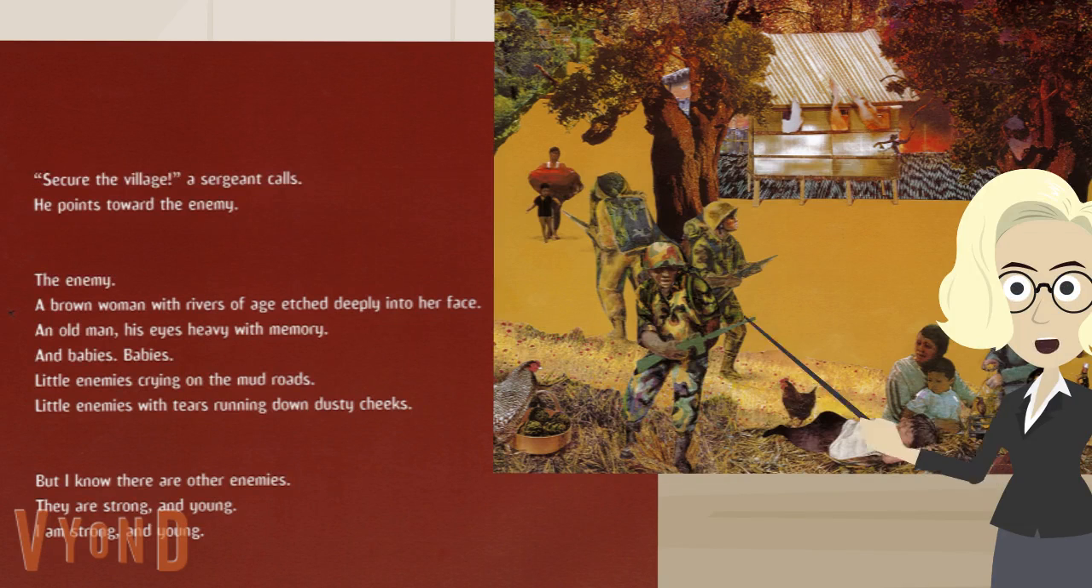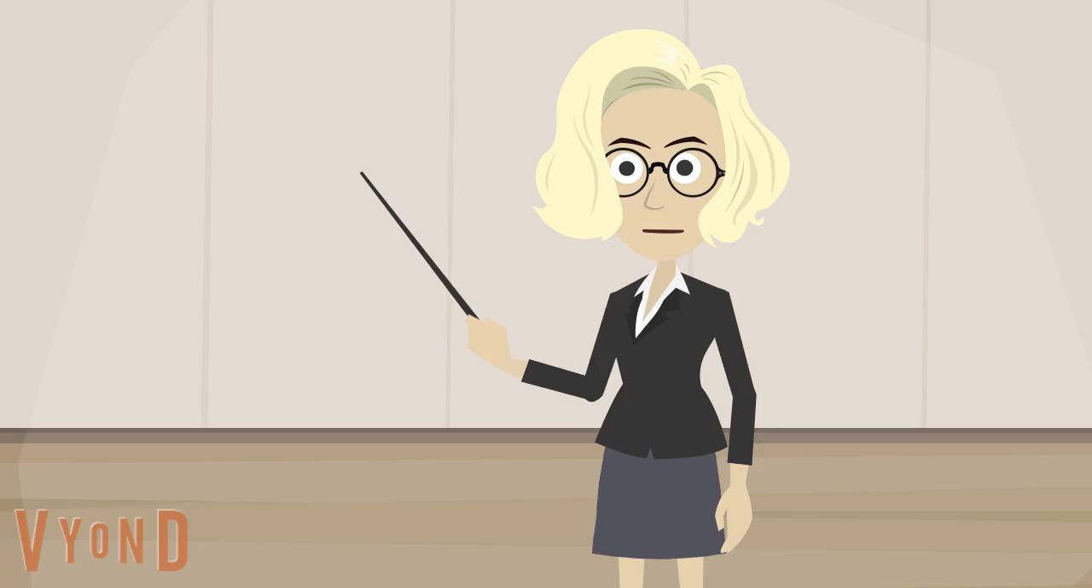It must be really hard to be as sympathetic and as sensitive as this guy is when you're trapped in a war like this. He sees beauty in that land and in the people. He says, a brown woman with rivers of age etched deeply into her face, an old man, his eyes heavy with memory. What's the problem for him? They are the enemy. He isn't supposed to like them. He's got to kill them.